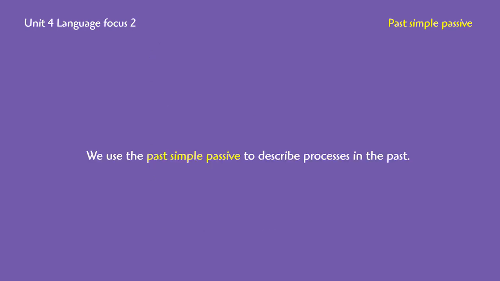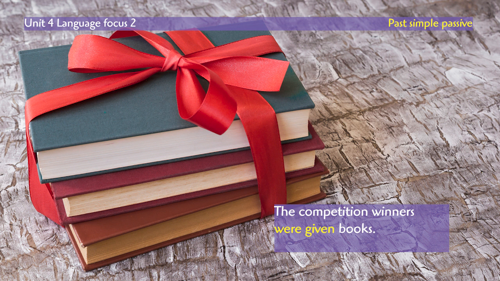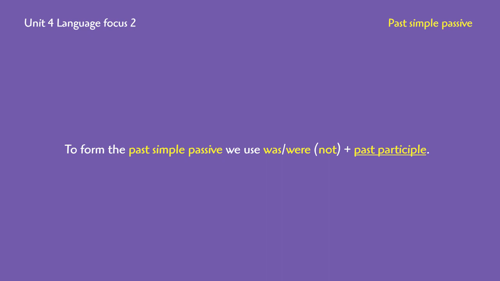We use the past simple passive to describe processes in the past. Example. Last year, a trip to Italy was organised at the end of term. The competition winners were given books. To form the past simple passive, we use was, were, not, plus past participle.